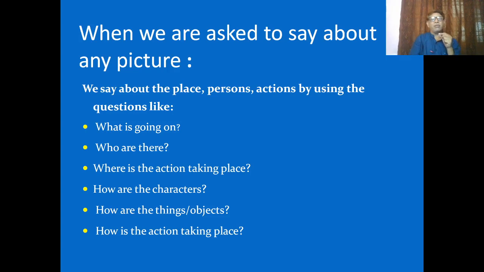Before we go to the next picture, we need to keep certain things in mind. If we want to elicit the place, persons and actions, we need to ask some questions. These questions are useful as a part of interaction. What is going on? Who are there? Where is the action taking place? So answers for these questions will give us the naming words and action words.